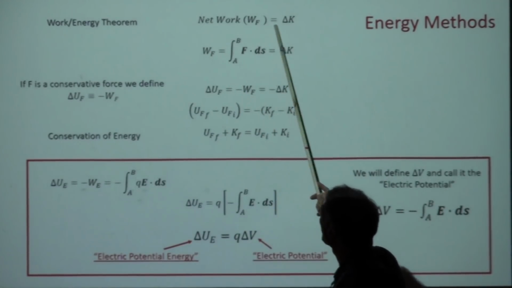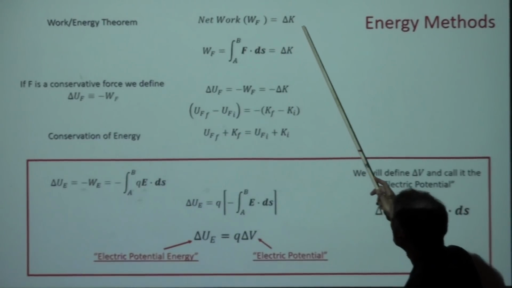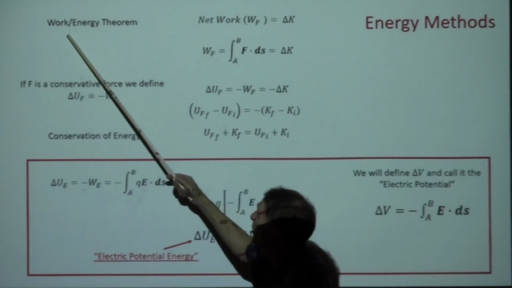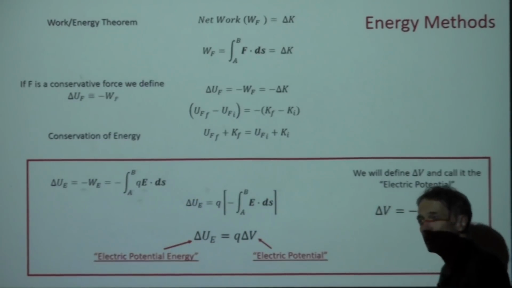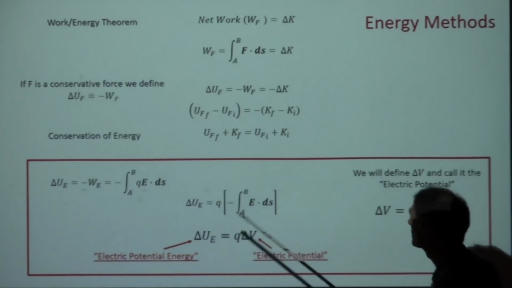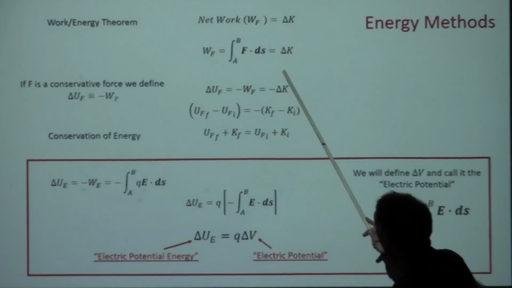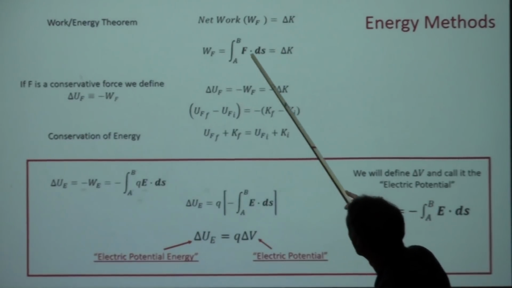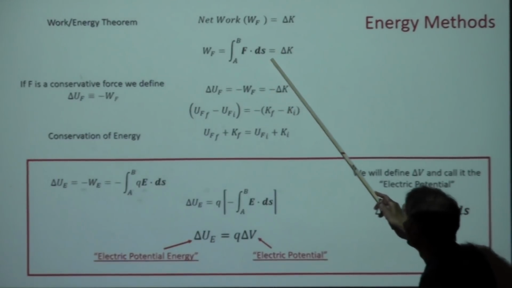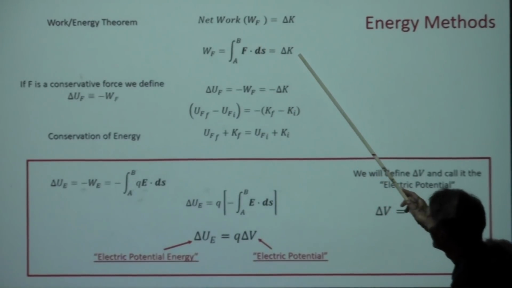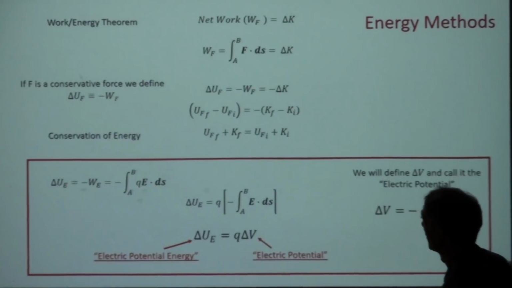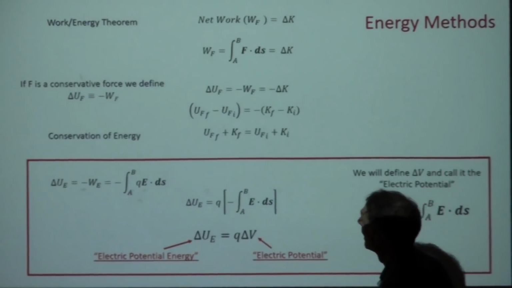The idea that the net work done by a force would be equal to the change in its kinetic energy was part of the work-energy theorem. And so we're just going to take that same idea and adapt it to electricity and magnetism. The work done by a force was the dot product, F dot ds, and we'd integrate that, and it is equal to the change in K. So we're going to borrow all of this from 121.